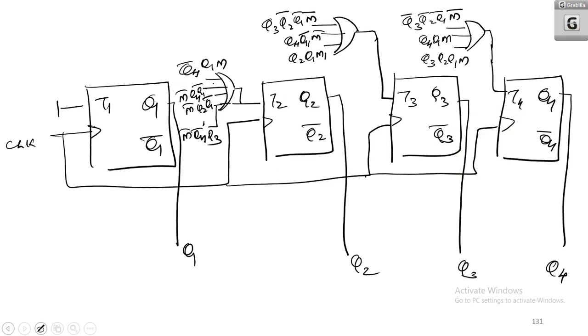Thank you, and in the next lecture we will be dealing with some other examples of synchronous counters. By the end of next lecture you will get an idea how to realize a counter. After that we will go with asynchronous counters. Thank you.